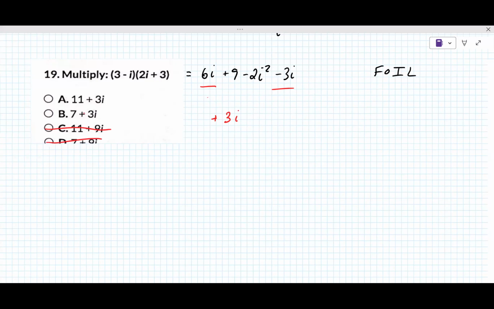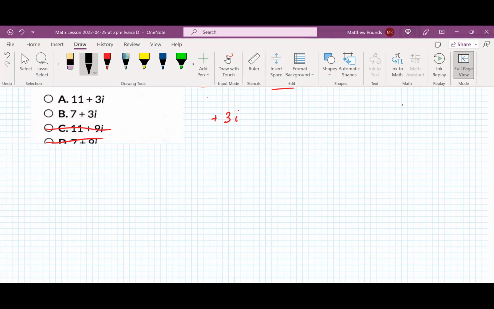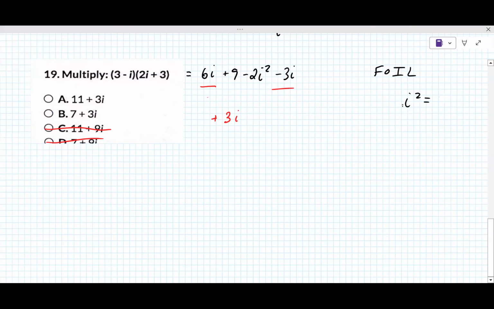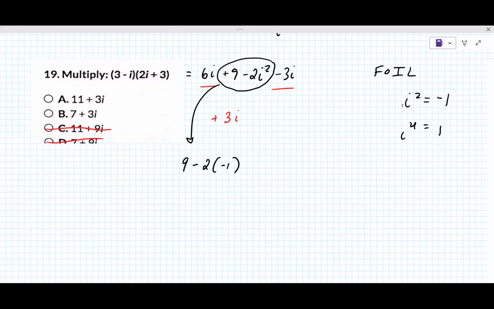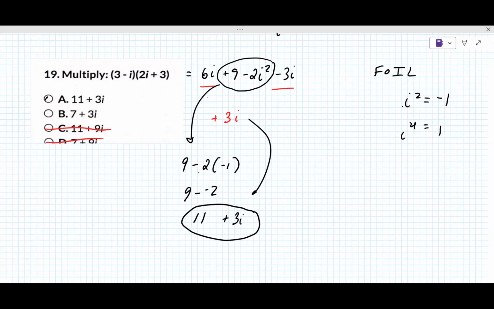So you should always look ahead and just say, I wonder what can happen here. Do you remember what the value of i squared is from yesterday? It's negative 1. And i to the 4th is positive 1. So this 9 minus 2i squared becomes 9 minus 2 times negative 1, because i squared is replaced by negative 1. You multiply before you subtract. 2 times negative 1 is negative 2. 9 minus a negative 2 is 11. And there you have it. You bring this down. There's your final answer on that.